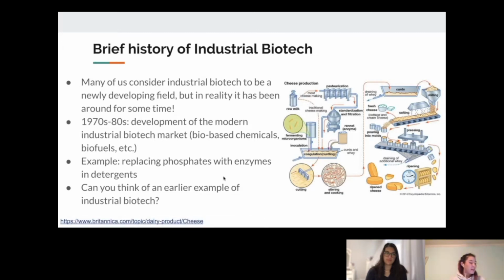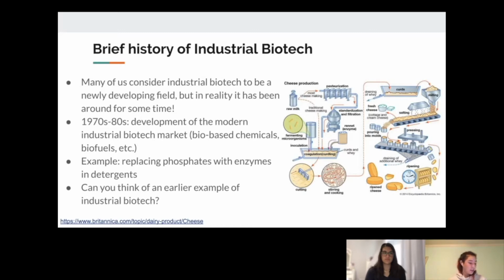So during the 1970s and 80s, we begin to see the kind of industrial biotech that we think of today, where naturally occurring enzymes and microbes are used to replace the use of fuels and chemicals. For example, in this time period, many detergents used phosphates, and phosphates are a chemical that is really harmful when it gets into the environment. So at this point in time, there was somewhat of a crisis with phosphates from detergents leaking into our water supply.